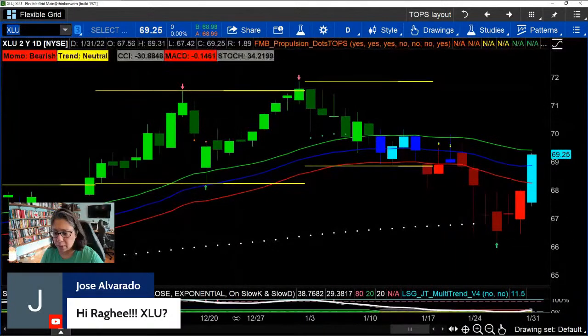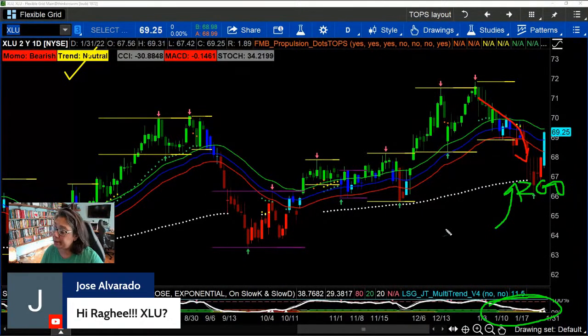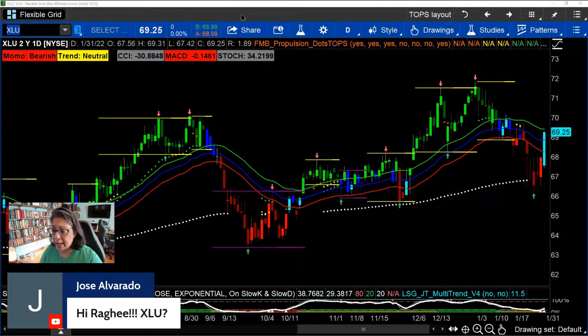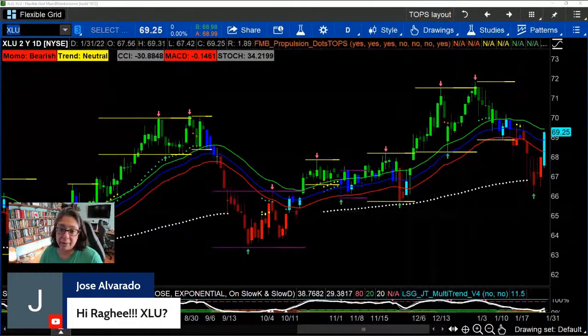All right, XLU. Chop. Again, how are we determining this? There it is, neutral trend. Bearish momentum, which is fine because that's what's driving us down to this 200 propulsion. 200 propulsion in a neutral environment, that's a good looking setup. And we do have quite a few of those happening. So, as far as what to do with it now, nothing, right?